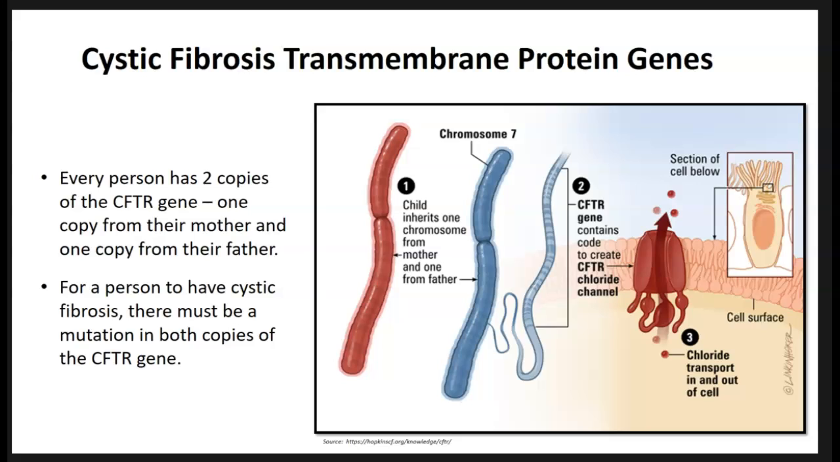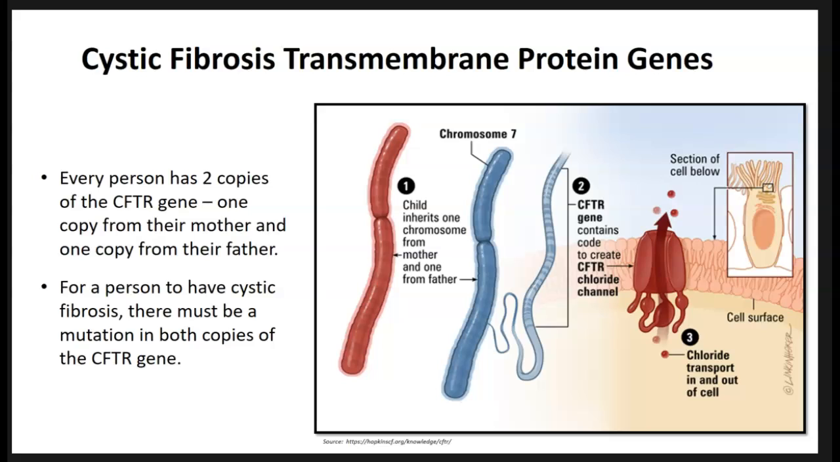So the cystic fibrosis transmembrane protein genes are encoded in everyone's DNA. Every person has 2 copies of each of these genes in their cells. You inherit one of those copies from your mother and one of those copies from your father. Now, having just one working copy of the CFTR gene allows enough regulation of ion flow inside and outside the cell for a person to be healthy.